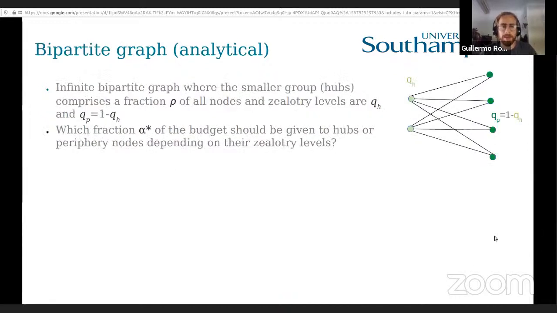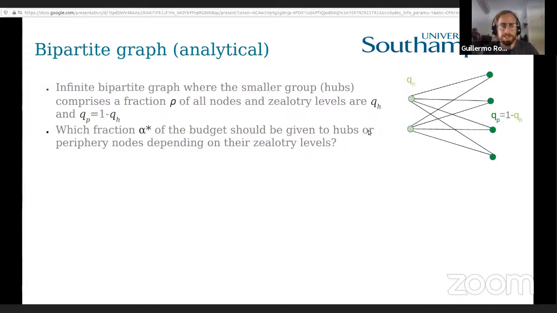Next, we analyze a bipartite graph to look at the roles of hubs and periphery nodes. So in this case, we have a fraction rho of the nodes in the graph that are from one side of the bipartite, and another fraction 1 minus rho is the other side. So there is this relation with the links, the hubs, the rho that is the smaller, therefore is the hubs, which have many more links than the other.